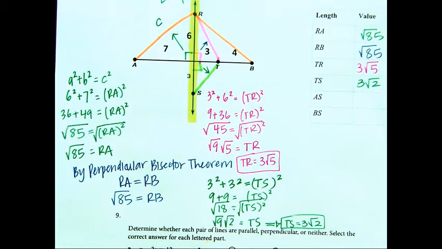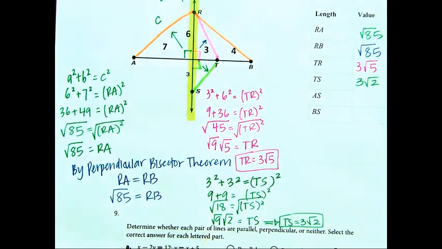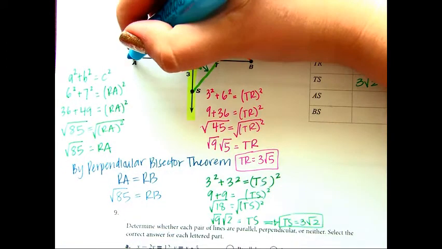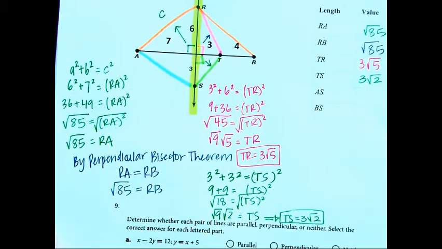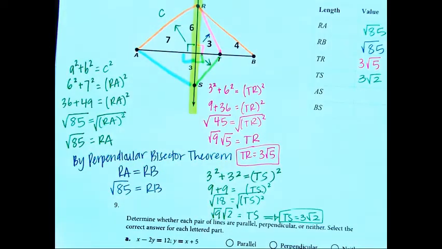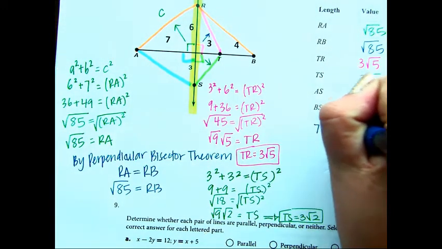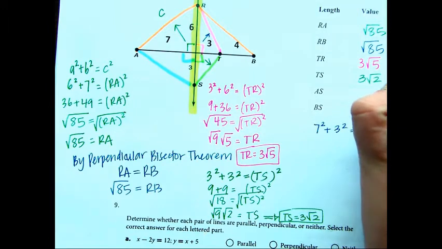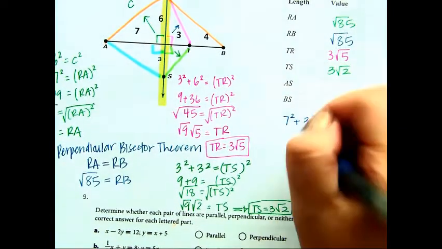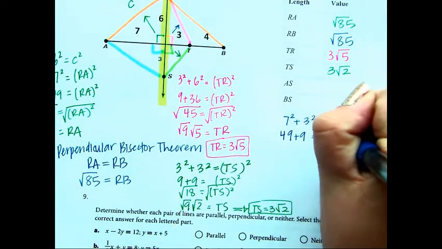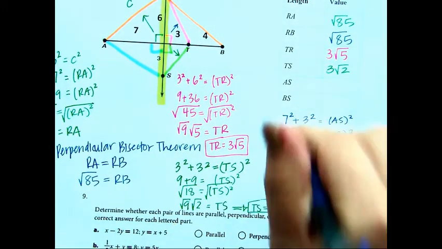Now, they're asking us to find AS. Okay, I'm going to use blue here. AS is this segment here. Perpendicular bisector makes that a 90-degree angle. And my legs now are 7 and 3. So I have 7 squared plus 3 squared equals AS squared. This gives us 49 plus 9 is AS squared. This gives me 58.